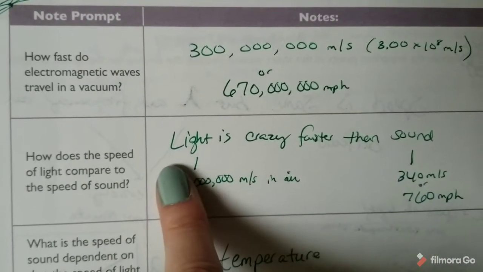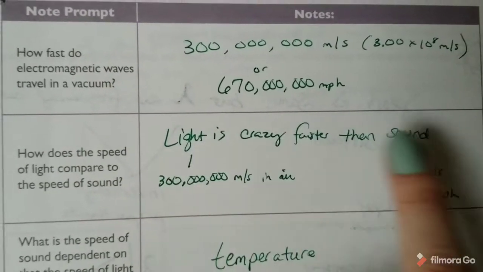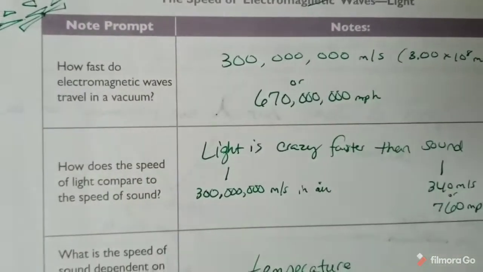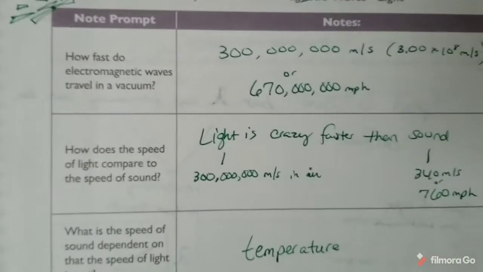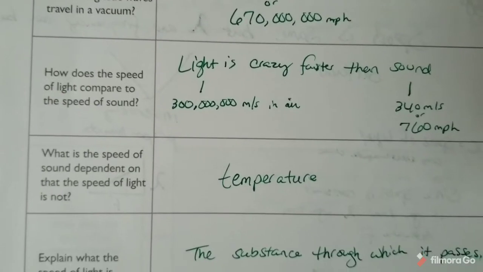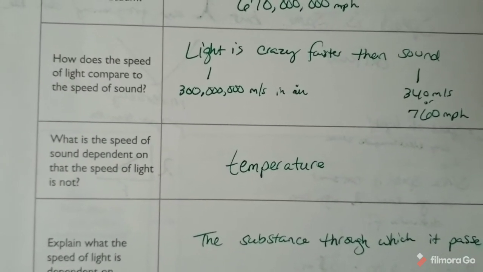So the speed of light is faster than the speed of sound. Which is faster? Light. Yes, don't blink, you'll miss it. There you go. Light is faster. Good. What is the speed of sound dependent on?